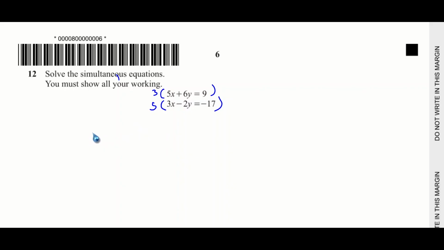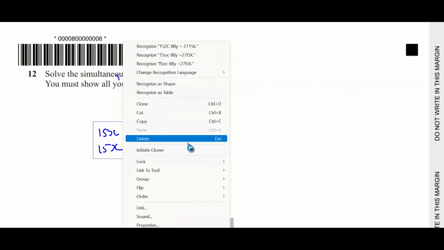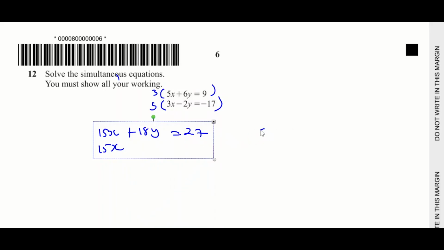So this will give me 2 new equations. So this will be 5 times 3, that will be 15x plus 18y equals to 27. Then another one, it will be 15x. Sorry for that. Okay, let's undo this. So it will be 15x minus 10y equals to 5 times 17.